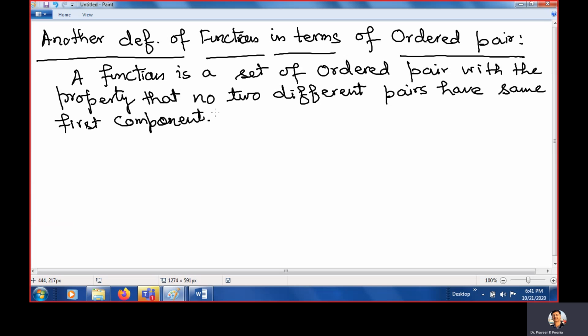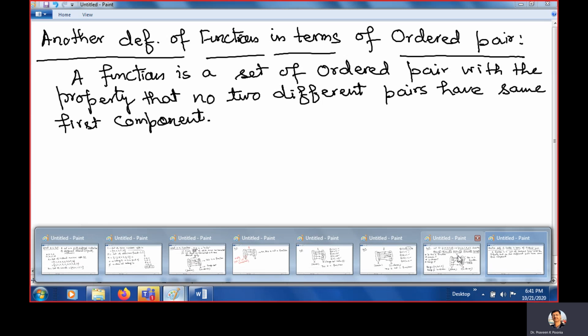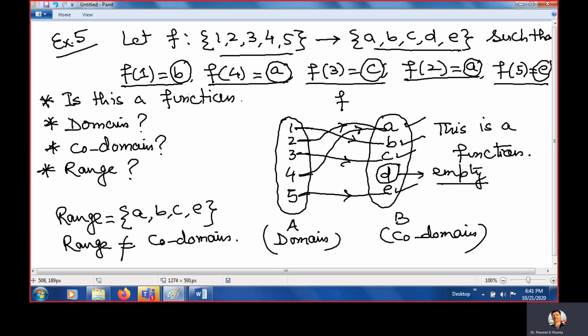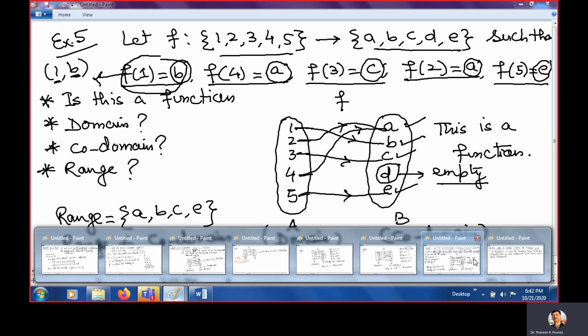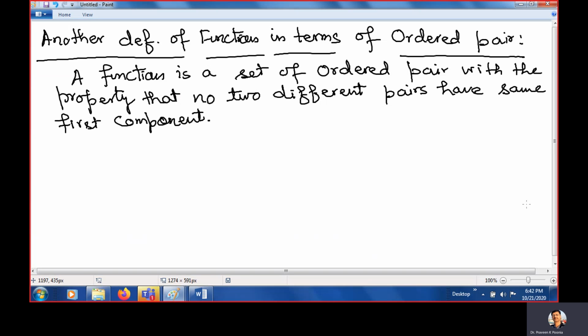Clear? So first of all, we need to learn what is an ordered pair. Like this one here, if you see f(1) is equal to B, this can be written as (1, B). It means 1 is the element, 1 is the part of the domain, and B is the part of the range. Clear? So whenever we are writing the pairs in the form of domain and range, then it is called an ordered pair.